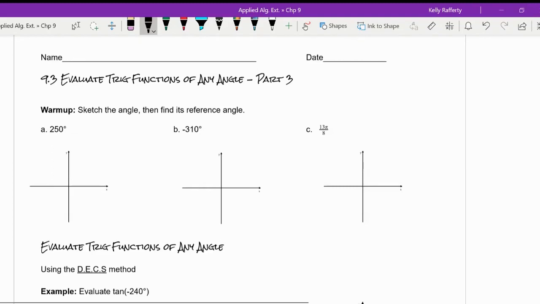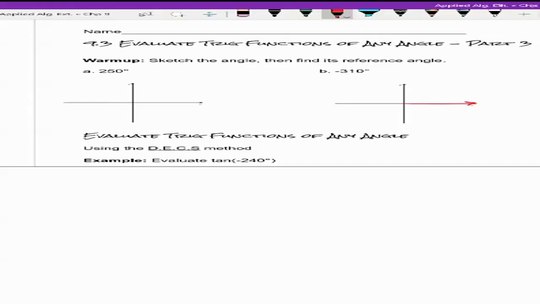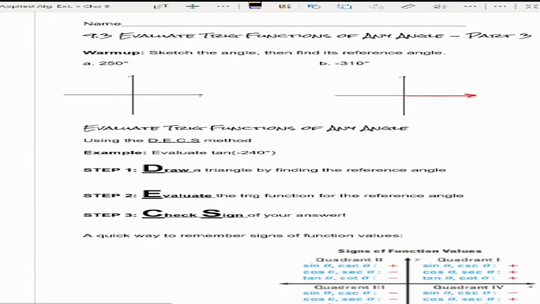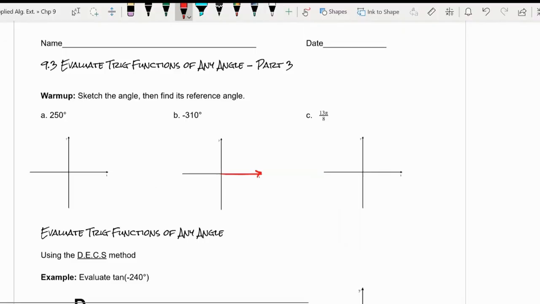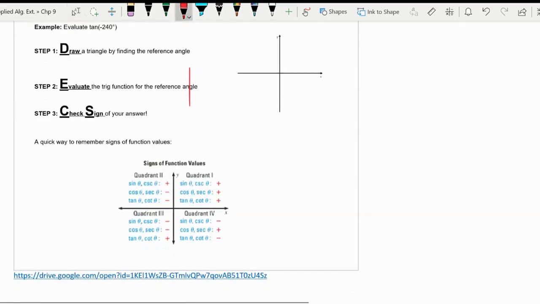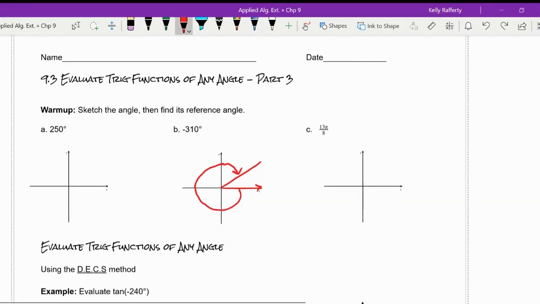So for negative 310, remember all of our angles start on the x-axis. That's our initial side for standard position. So if we're drawing an angle that's negative 310 degrees, then we're going down in the negative direction and all the way up. This would be negative 180. We get up here to negative 270, and it's not quite a full circle. Negative 310, we'll say somewhere back here in quadrant 1. So that would be our negative 310.